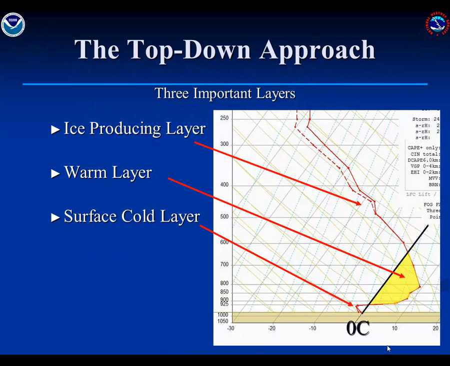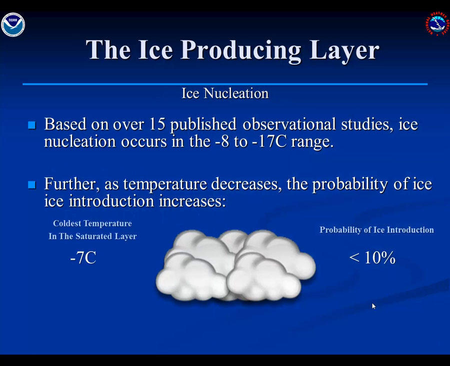Let's get started. The top-down approach, as many people know, has three important layers: the ice-producing layer, the warm layer or hydrometeor altering environment in the mid-levels typically, and the surface cold layer. Let's start by looking at the ice-producing layer.